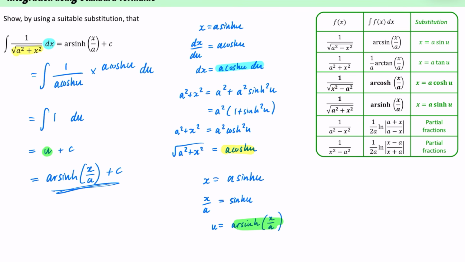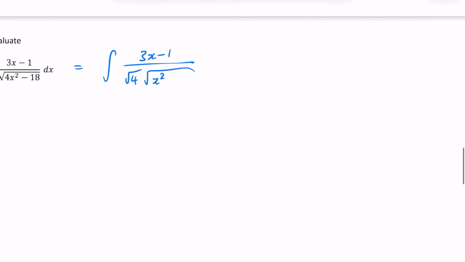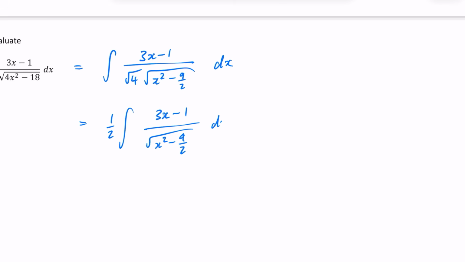But the x squared, it's by itself. So I need to first of all manipulate this so the x squared is by itself. I will do that by factorising on the denominator a 4 out. So I'll take out a root 4, which will leave me with an x squared and an 18 divided by 4, which is a 9 over 2. So we get a minus 9 over 2 dx. I'm going to take that root 4 out to the front. So root 4 is 2, so it's a 1 over 2. And then we have a 3x minus 1 over the square root of x squared minus 9 over 2 dx.